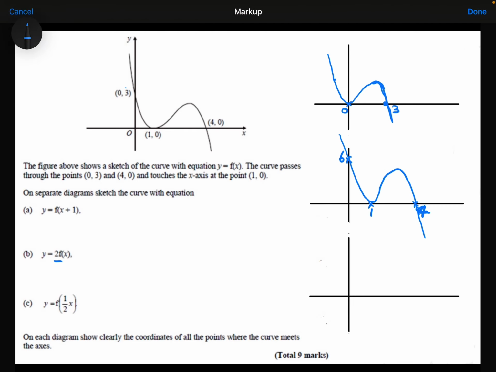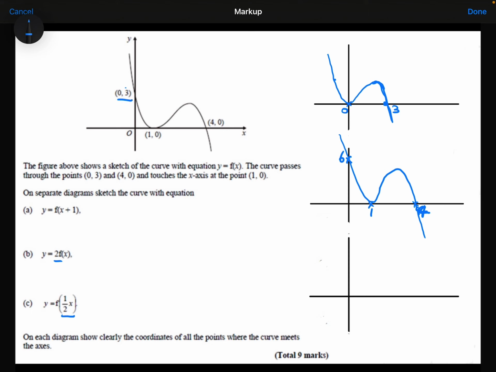And then part C, y equals f of 1/2 x. So the 1/2 on the inside there affects the x coordinates and the x coordinates only. And we're going to do the opposite. So instead of dividing by 2, we're going to times all the x coordinates by 2.